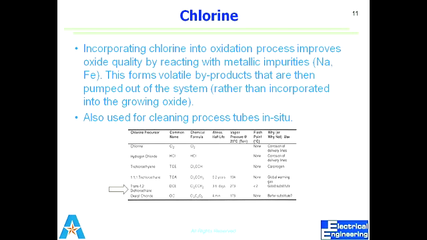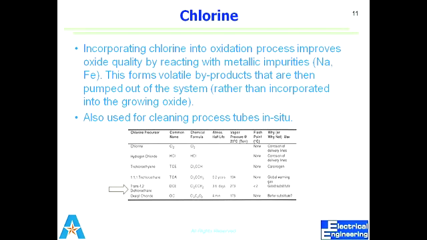Okay, so you are reading the slide. So chlorine would actually improve the quality of the oxide because it reacts with the metallic impurities. If we have sodium ions, or potassium ions, or maybe iron or anything, it will react with them, and after the reaction it becomes a byproduct that is ventilated out of the furnace. So chlorine is a very useful impurity that is introduced to improve the quality.